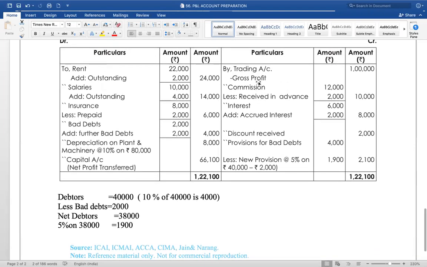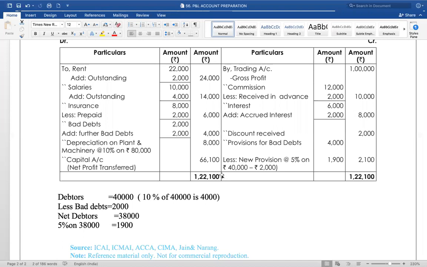So therefore, let's calculate. The total of credit side is 1,22,100. So 1 plus 10, 110 plus 8, 118 plus 2, 120 plus 2, 122,100. Okay. Now let's count the total of the debit side. So first is 24,000 plus 14,000, 38,000 plus 6,000, 44,000 plus 4,000, 48,000 plus 8,000, 56,000.